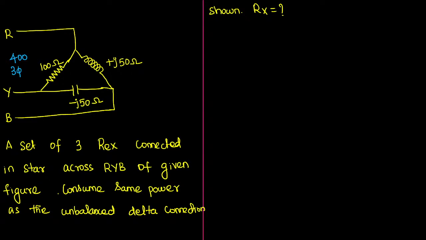You can take 3 to 4 minutes for this question. Try to solve it. First, observe the question clearly. This is the given diagram and it is connected with the 3 terminals R, Y, B. Next, a set of 3 external resistors, named Rx. External resistors are connected in star across RYB.